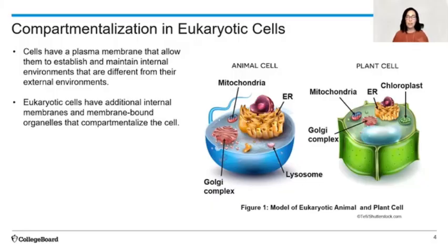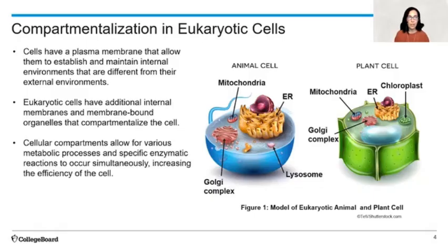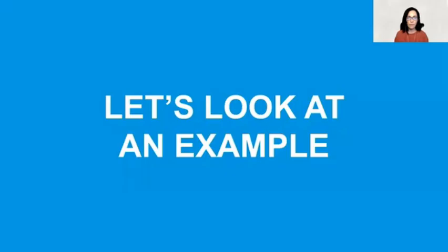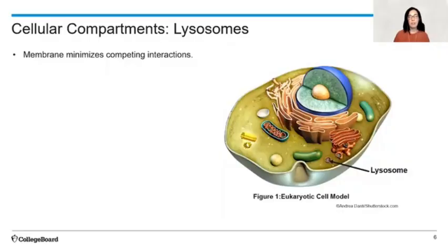And if you want to learn more about the structure and function of these, you can go back and watch video lessons for 2.1 and 2.2 where I highlight the structure and function in more detail for you. But these cellular compartments allow for a variety of metabolic processes and specific enzymatic reactions to occur simultaneously, which can increase the efficiency of eukaryotic cells in carrying out their functions. So membranes minimize competing interactions.